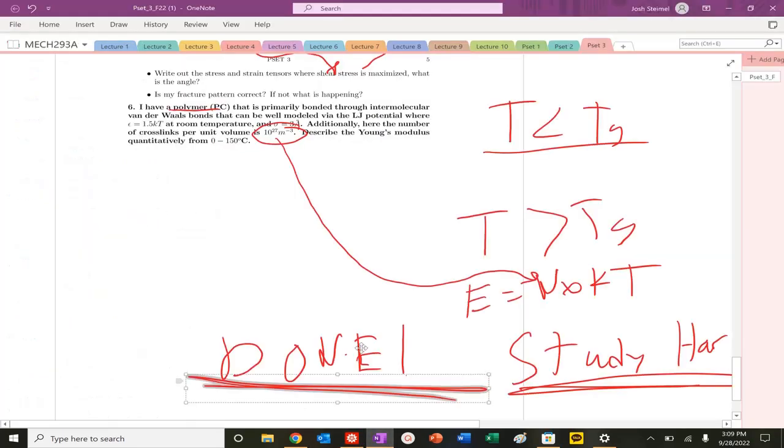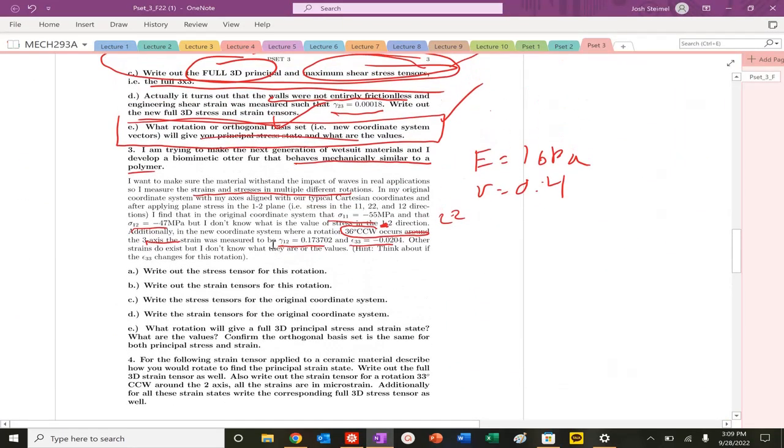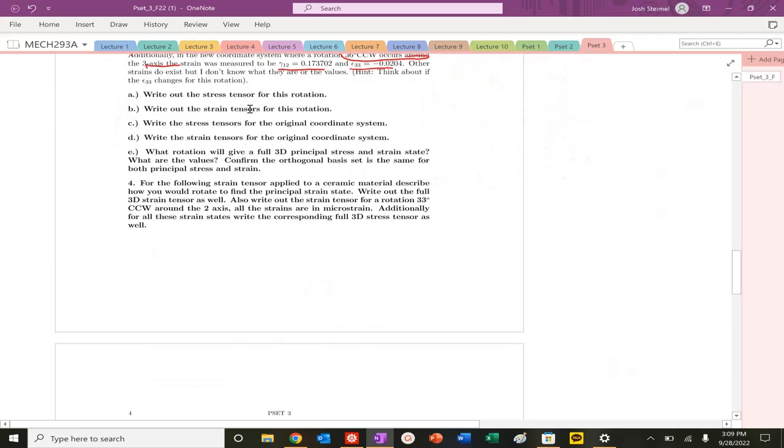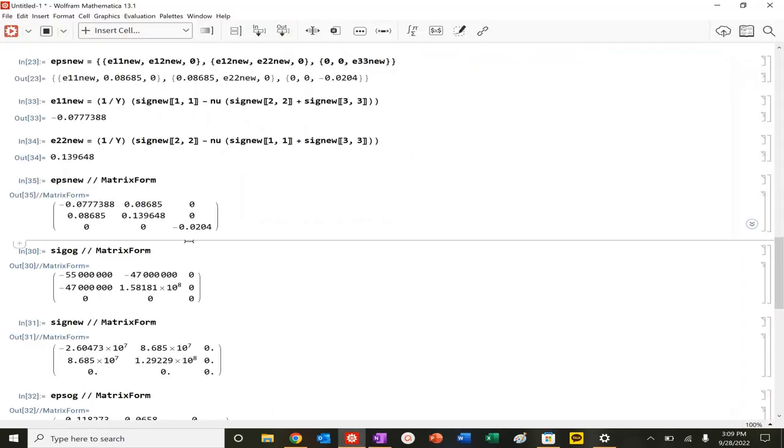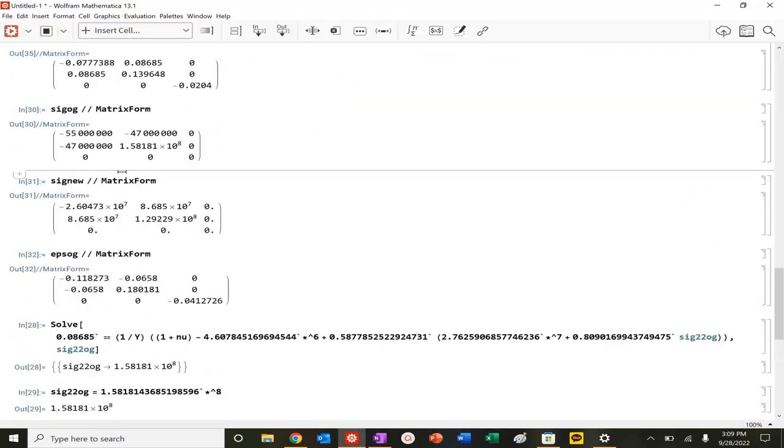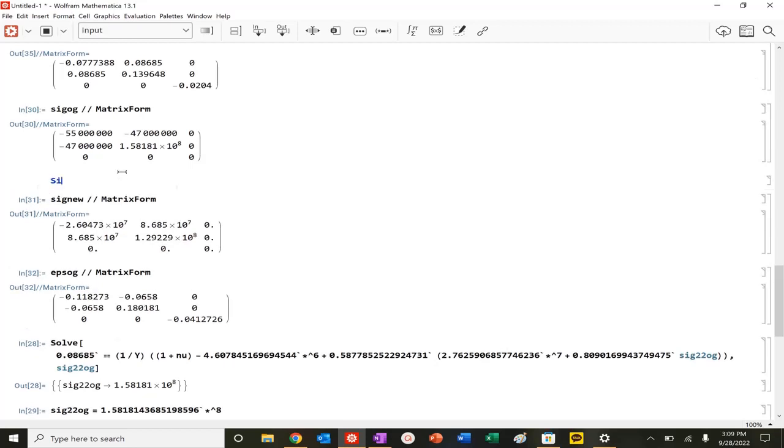Fantastic. So we are now asked to write out the stress tensor and strain tensor, original and rotated. What rotation will give a 3D principal stress state? What are the values? Confirm the orthogonal basis set. If I look at my sig OG, that's plane stress, so it should be a rotation in the 1-2 plane. It has to be, actually.